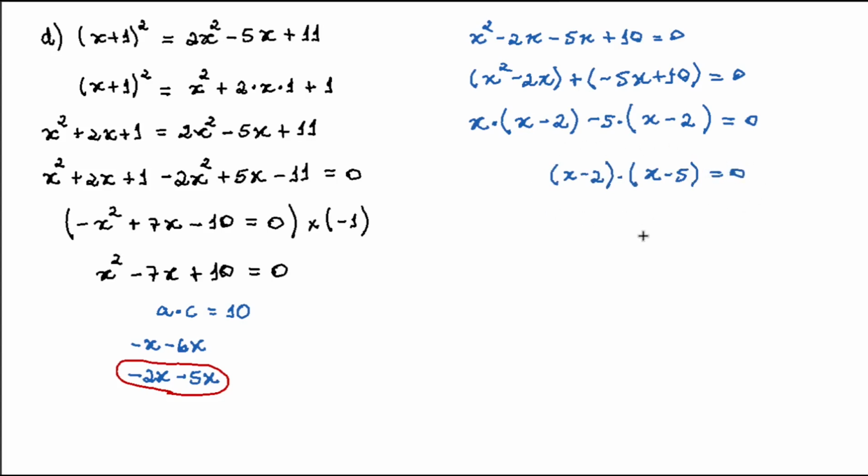To solve this equation, we apply the null factor law, which states that the first factor equals 0, x minus 2 equals 0, or x minus 5 equals 0. For the first equation, we add 2 to both sides, and we find the first solution, x equals 2. For the second equation, we add 5 to both sides, and we find the second solution, x equals 5.